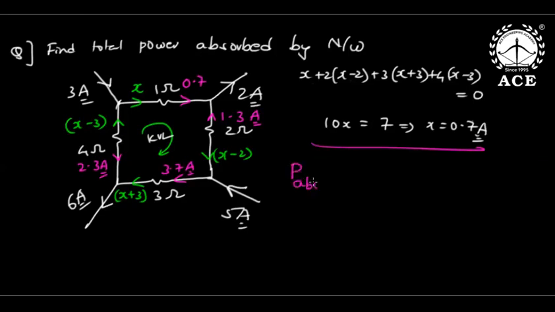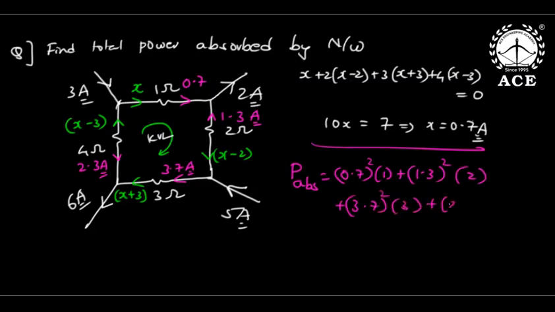Now power absorbed is I squared R, or the sum of I squared R. That is 0.7 squared into 1 ohm plus 1.3 squared into 2 ohm plus 3.7 squared into 3 ohm plus 2.3 squared into 4 ohm. That many watts. Okay, you do that answer later, I'm just giving you the concept.